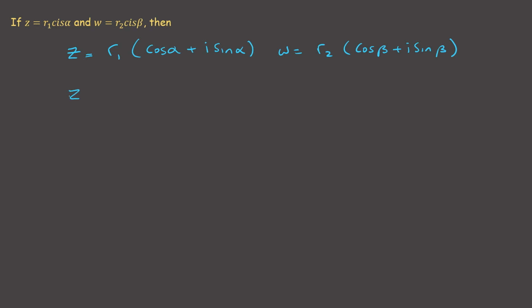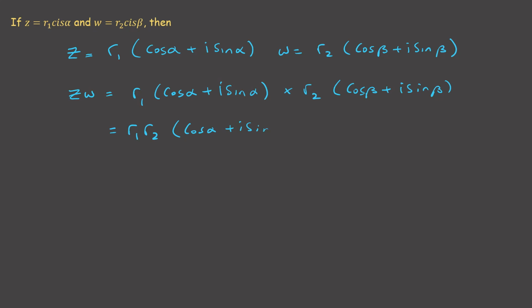So ZW would be equal to R1 cos alpha plus I sine alpha multiplied by R2 cos beta plus I sine beta. And that is going to be R1 R2, and then we'll have cos alpha plus I sine alpha multiplied by cos beta plus I sine beta.